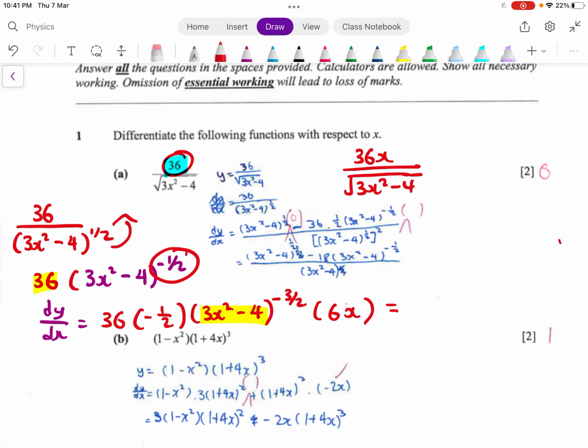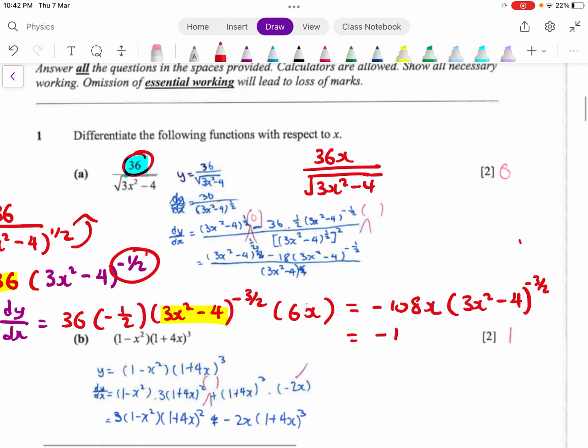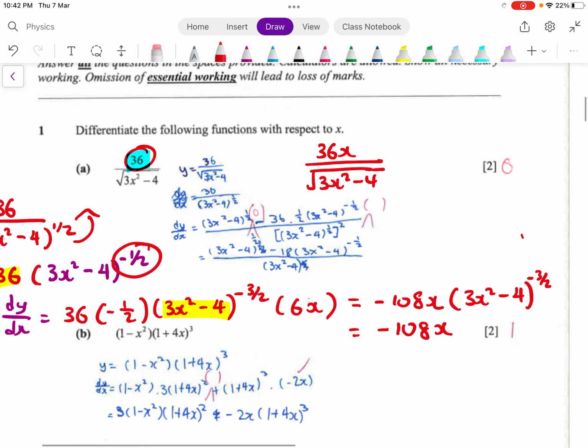Times 6. Okay, so this thing will be negative 108x, times the whole bracket (3x squared minus 4) to the power of negative 3 over 2. So just make it in terms of positive indices, which means you will get something like this, over (3x squared minus 4) to the power of 3 over 2. So that's the first part, part A.